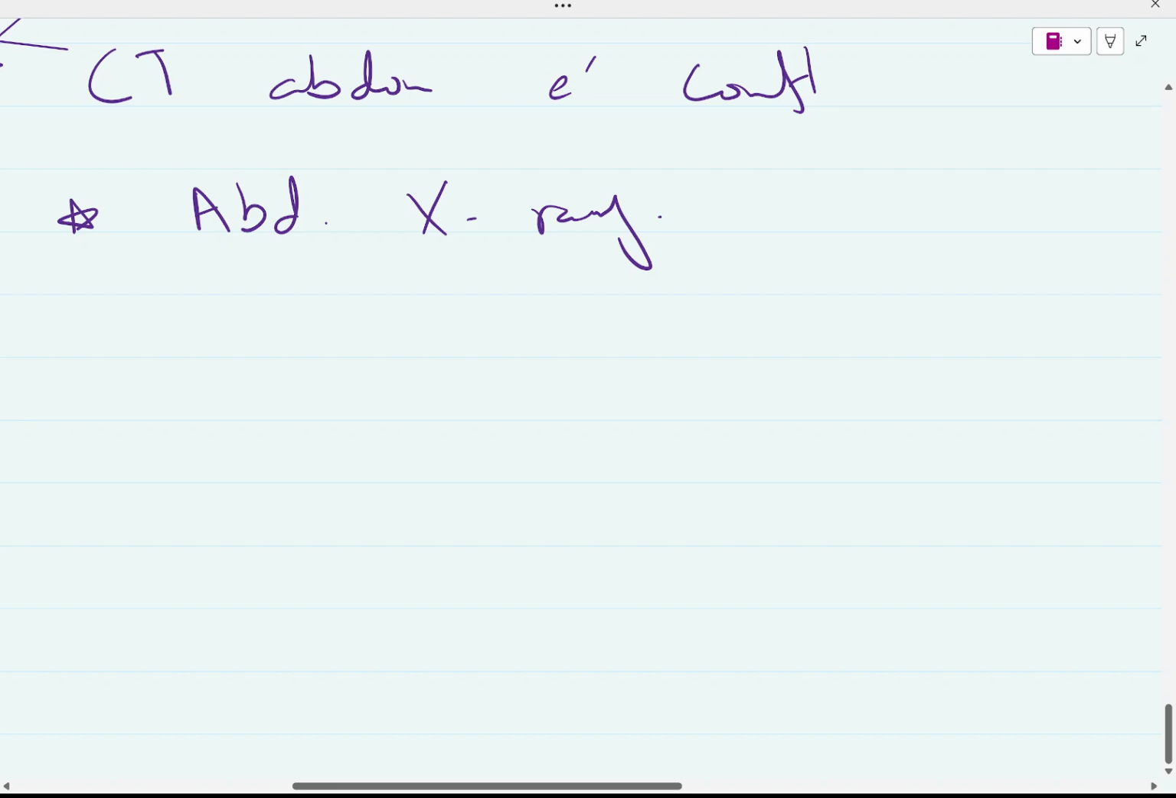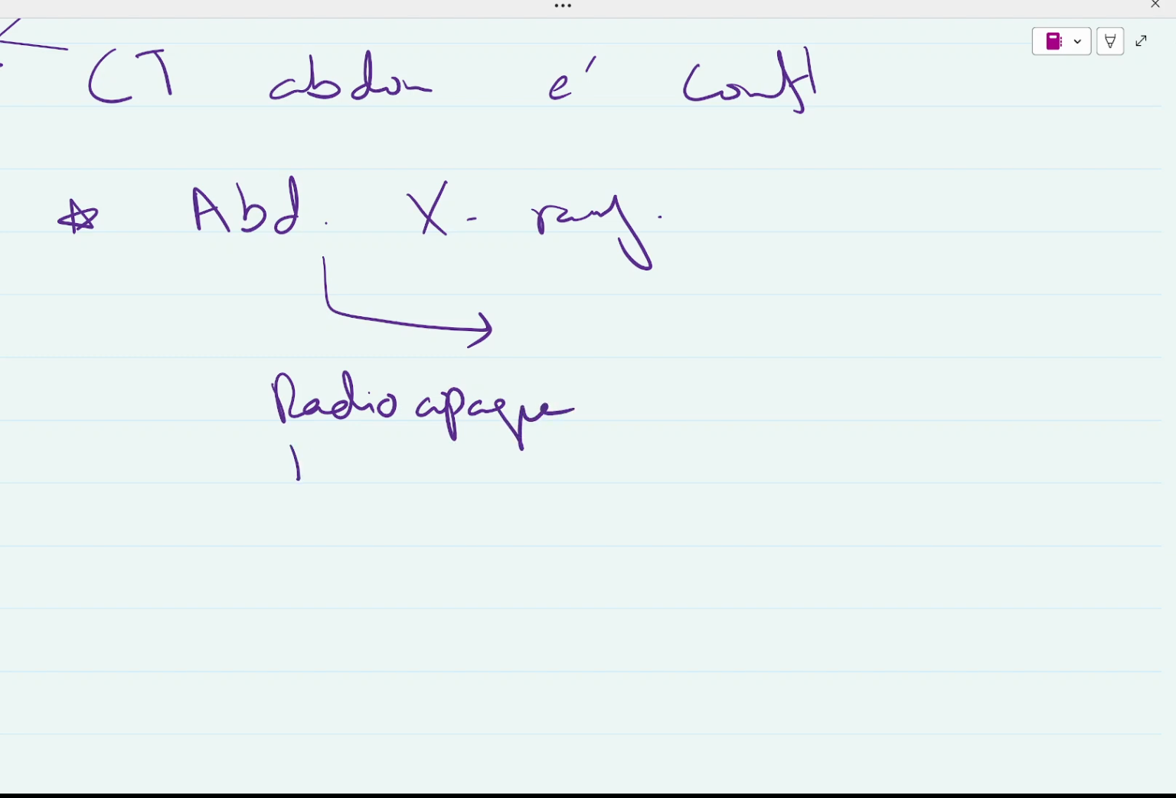You can ask for abdominal X-ray. There is one thing, there are two things you have to understand. First thing is radio opaque and radiolucent. In order to understand, when X-rays pass on radiolucent stones, there will be dark or gray shadowing.